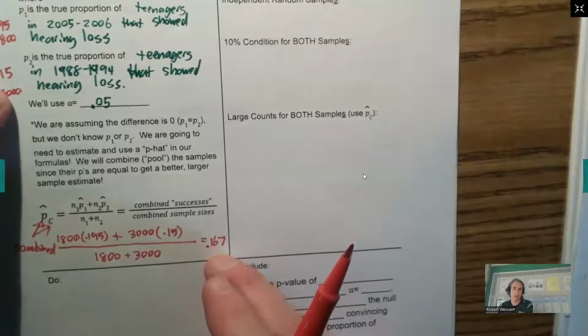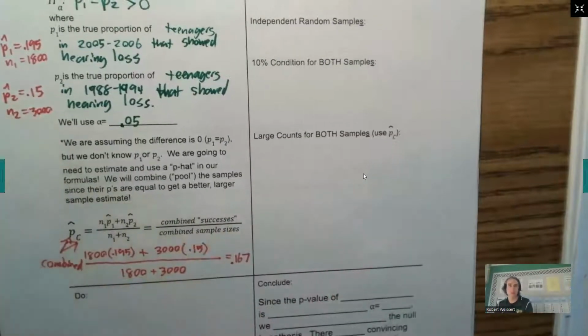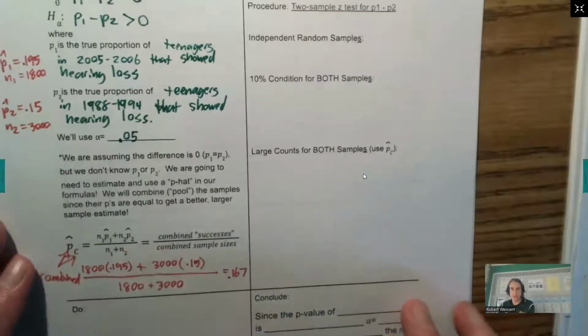So you'll see it's a little bit closer to 0.15 just because there are so many more in there. But that is your assumed weighted average between those two. That's going to come into play a little bit later. So I wanted to teach you that right now.